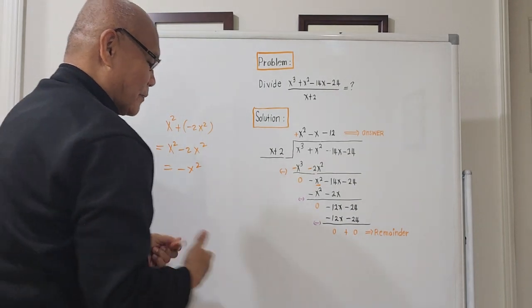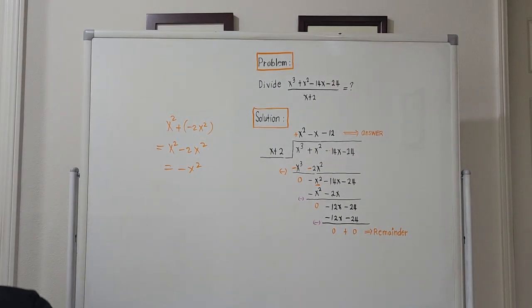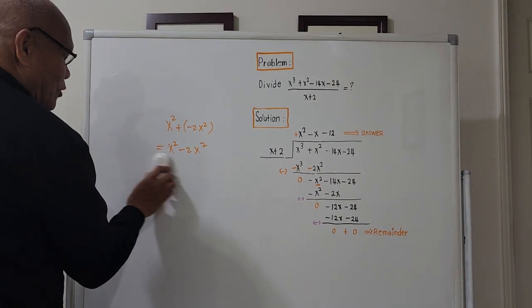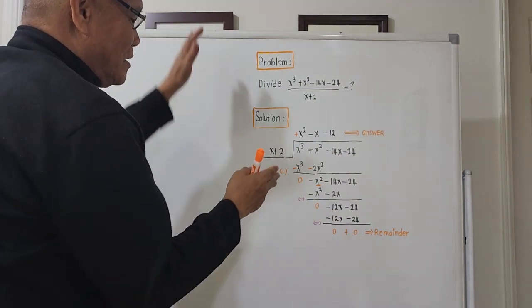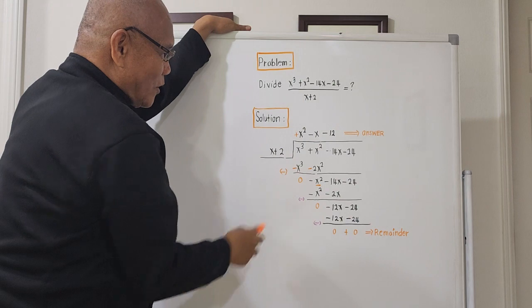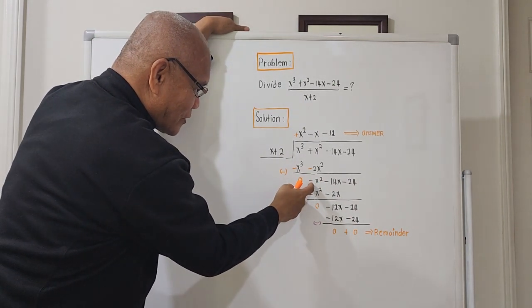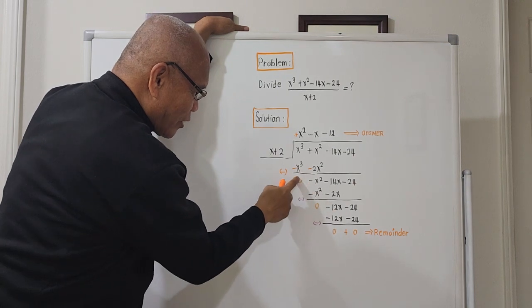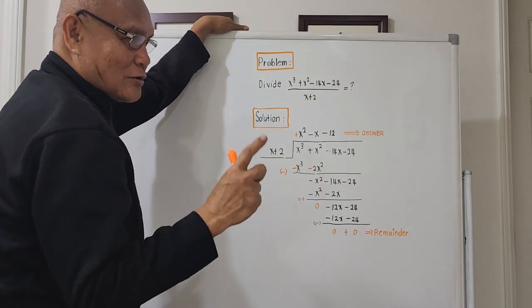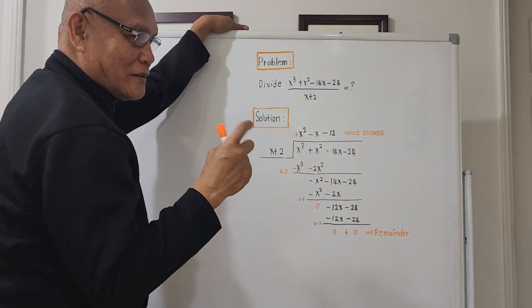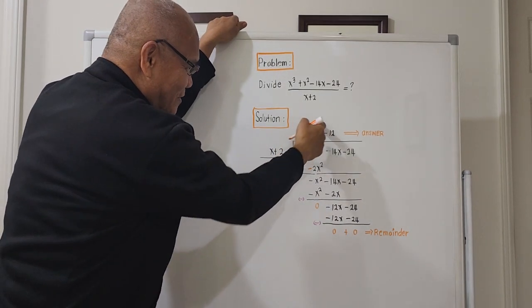Sorry for that one. It drops. I will try to erase this one. The next term in the answer will be, this is negative x squared, right? I will remove this one now. We don't need this. It is negative x squared, so the next answer should have a negative sign. So it should be a negative x.